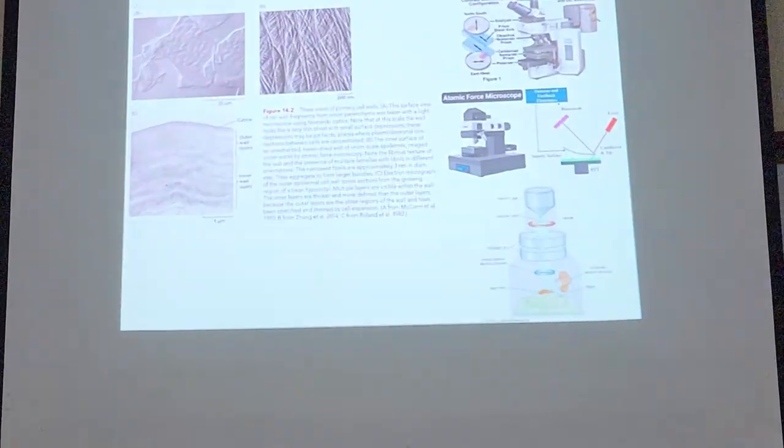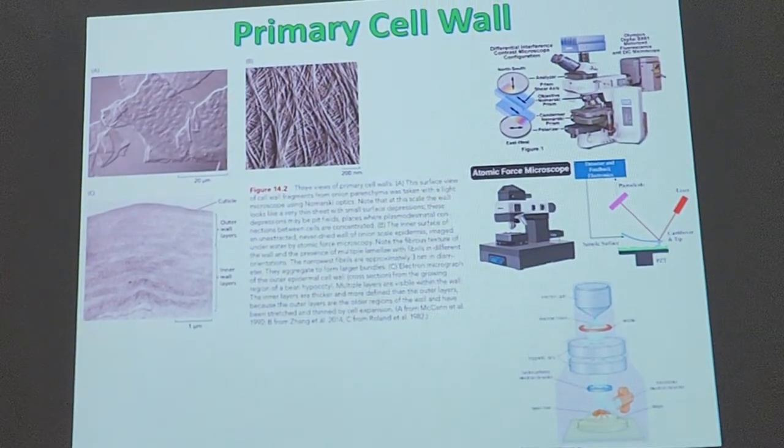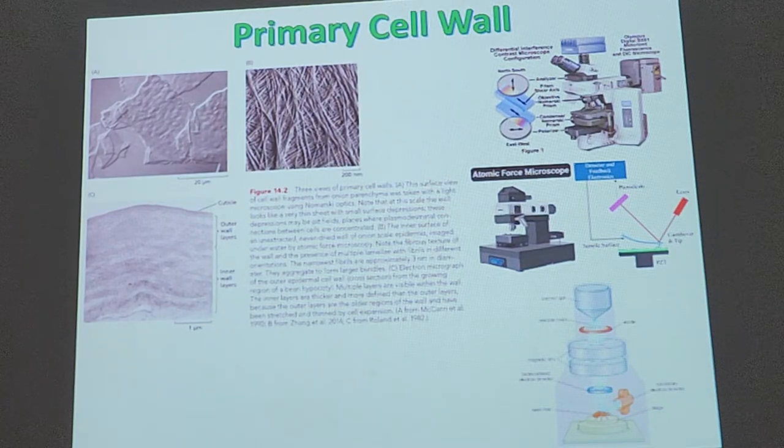No coloring. Sometimes it's not possible to color your plant tissue, okay? But with this DIC or Nomarski microscope, if you just want to study the surface, you can use this microscope. It's like a regular microscope, but it's equipped with a prism so that you have this 3D-looking, non-colored specimen. All right, in this case, what picture is that? Surface view of cell wall fragments of onion. Yeah, good, you're working with onion. So you can see this is the onion cell.